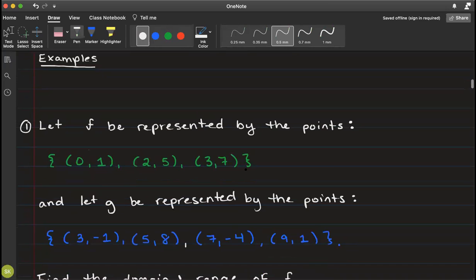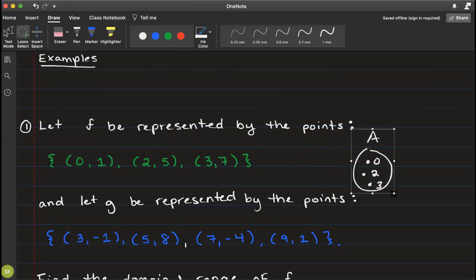So here's the first example. Remember that when you have a mapping, you have a domain and a range, and we can write the mapping in terms of ordered pairs. So let f be represented by these points. We have the points (0, 1), (2, 5), and (3, 7). So what's happening here? Let's say we have a set A, and that's our domain, and you have 3 points in it. You have the point 0, you have the point 2, and you have the point 3. Let me make that a little bit bigger.